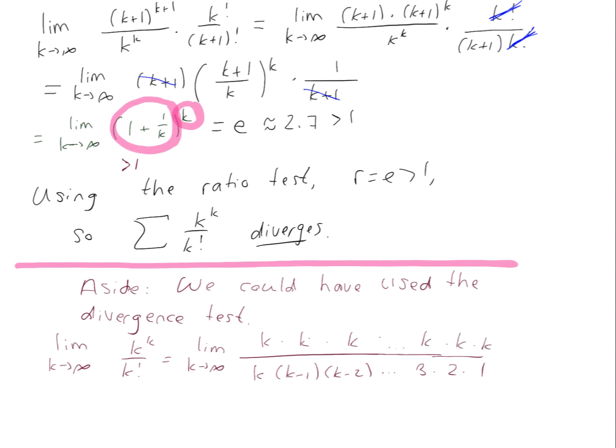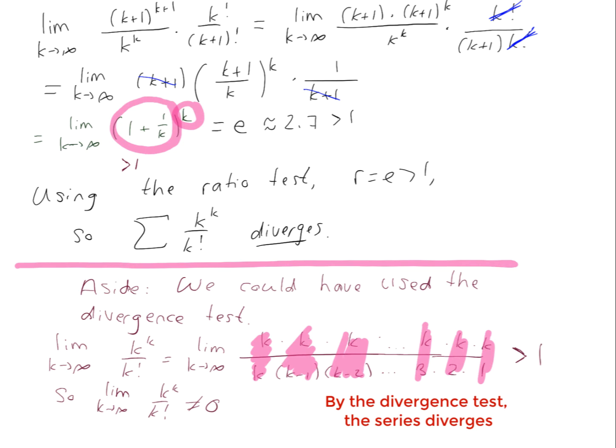So if I were to pair these up, this is 1, this is a number greater than 1, this is a number greater than 1, and so on. So no matter what k is, as long as k is at least 2, all of the terms are bigger than 1. That means my limit is not going to 0. The terms I'm adding up are not getting smaller and smaller going to 0, so by the divergence test, our series diverges.